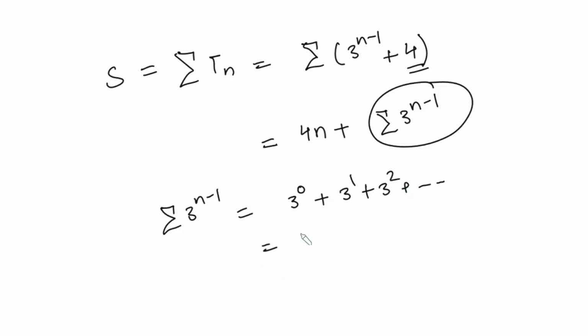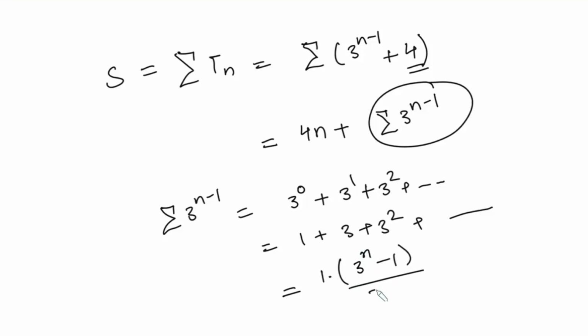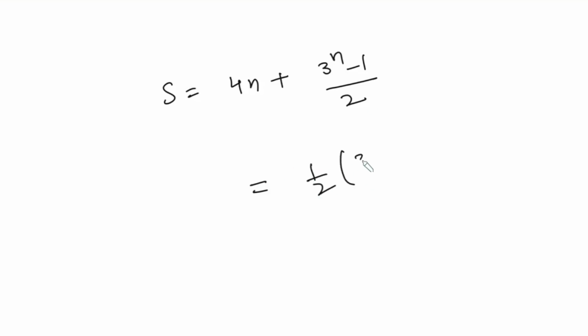So we have the series as 1 plus 3 squared and so on, sum of which will be a, which is 1, times r raised to the power n, so r is 3 raised to the power n, minus 1 over r minus 1. So 3 minus 1. So we get 3 to the power n minus 1 over 2. Therefore, the sum of the series is 4n plus 3 raised to the power n minus 1 over 2, which can be simplified further, and we can write it as half times 3 raised to the power n plus 8n minus 1.